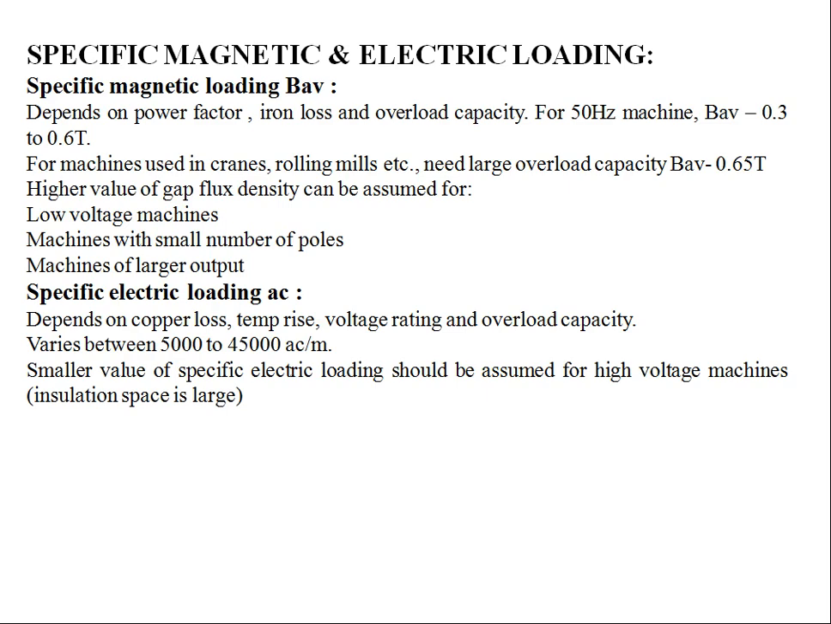Okay, so the value varies between 5,000 to 45,000 ampere conductor per meter, depending on the size of the machine. Then a smaller value of specific electric loading should be assumed for high voltage machines, as we have seen, because the insulation will require more space. At high voltage the insulation is also of a higher level, so that is the space required for insulation.